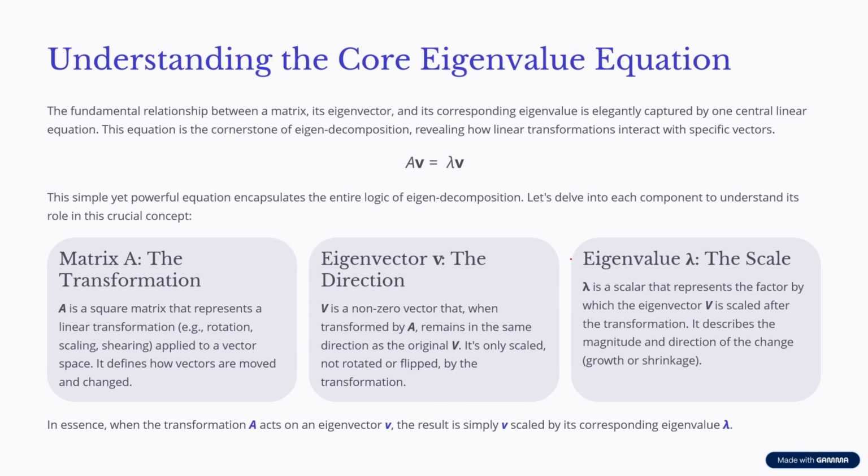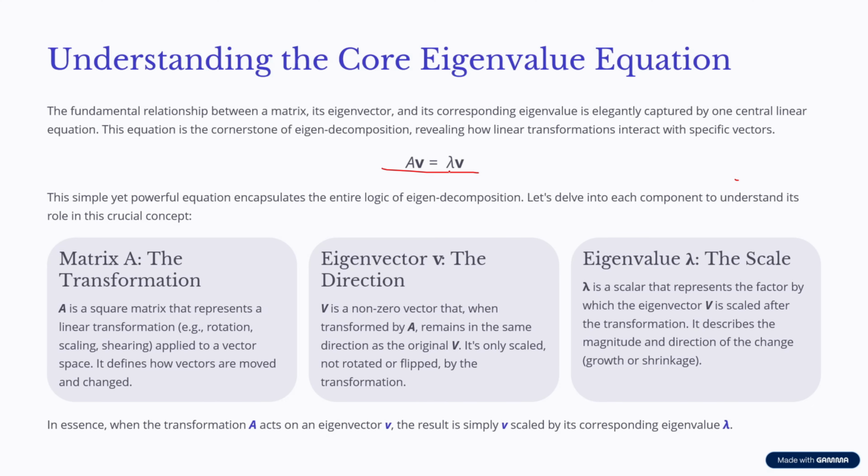So now, understanding the core eigenvalue equation. Below is a very powerful equation. Here, A is a matrix that represents some linear transformation, v is a vector that maintains its direction when transformed by A, and lambda is the eigenvalue, the scaling factor. This equation tells us that applying A to some special vectors results only in stretching or shrinking, not rotation.